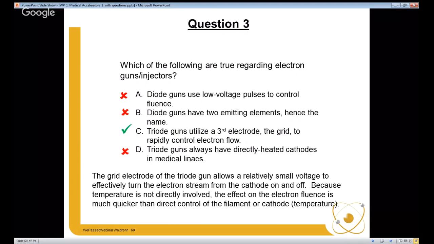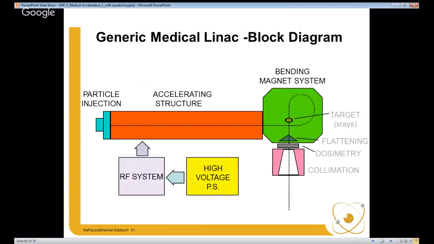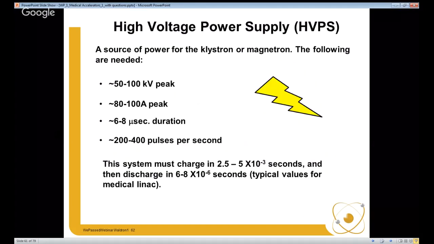Okay, moving forward. We've talked about accelerating structure, we've talked about particle injection, we've talked about RF devices. What remains is high voltage power supply and bending magnets. And I've got to go pretty quick here. So high voltage power supply, where do we get that high voltage for our RF system? This is the power source for the klystron or magnetron.